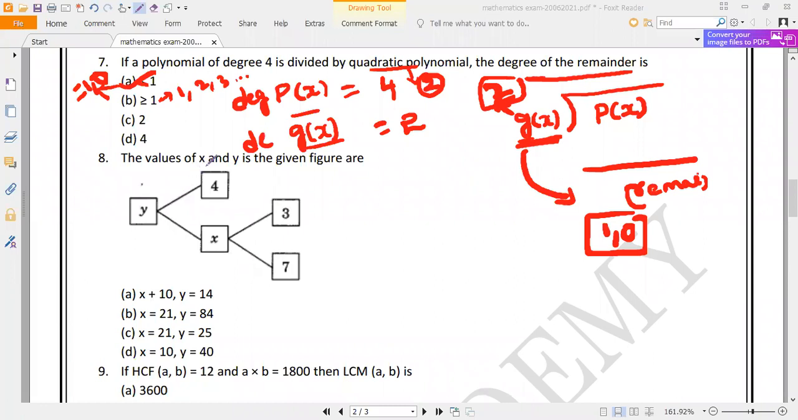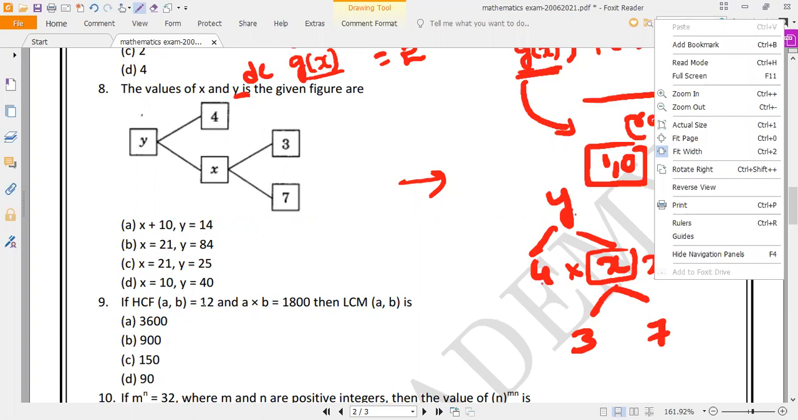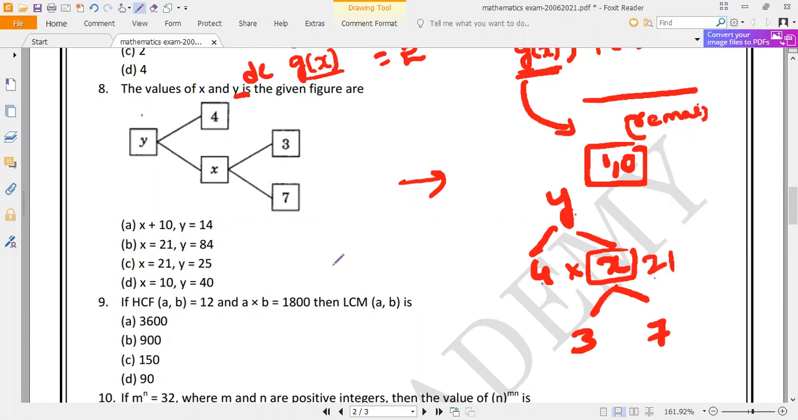Next, what are the values of x and y? These are the factors. 84 factors are 4 into 3, 4 into x, and x can be factorized into 3 into 7. So what is our x value? 3 sevens are 21, so x is equal to 21. Next, what is our y value? 4 21s are 84. So option B. Okay.